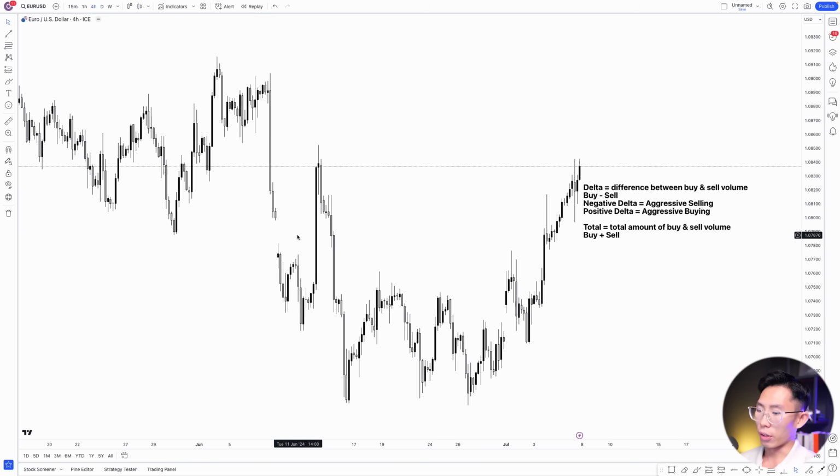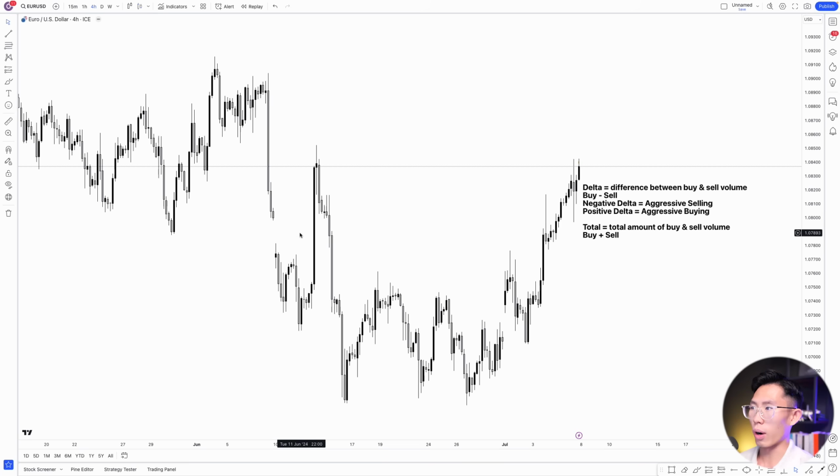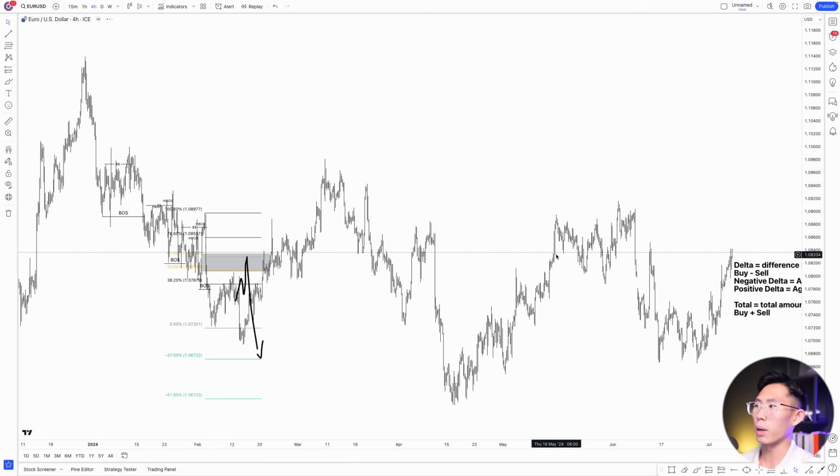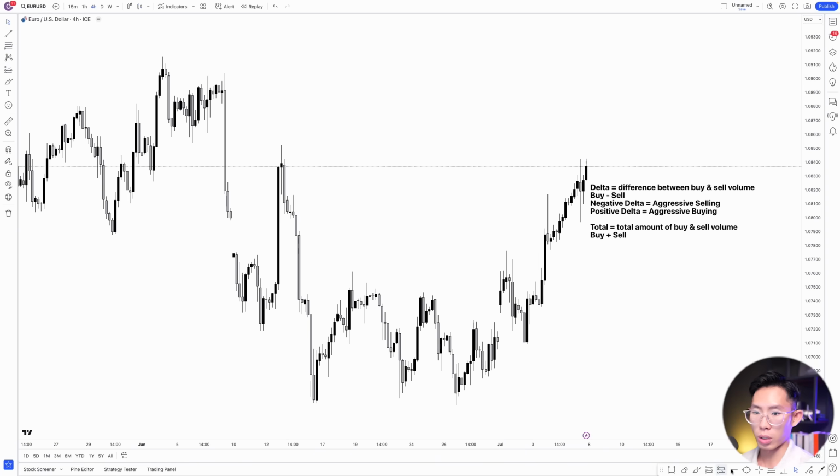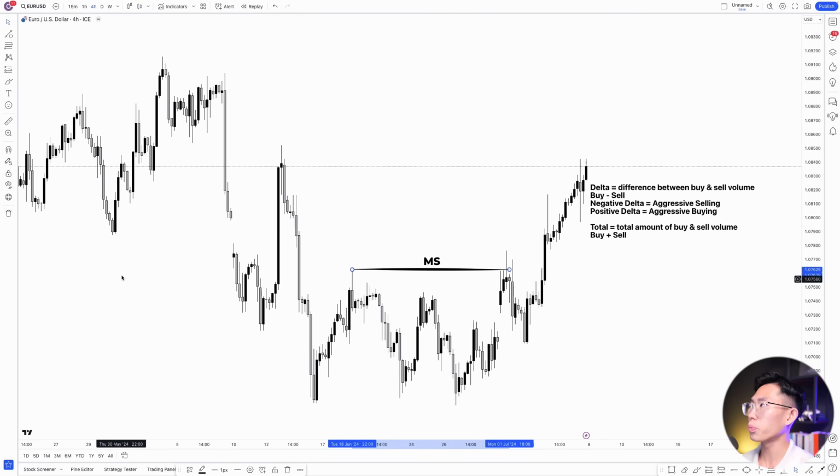So obviously, first things first, you map out your market structure. If I map out my market structure based on what we have right here, you can see price is pretty bullish right now. Price actually created a market shift right there.